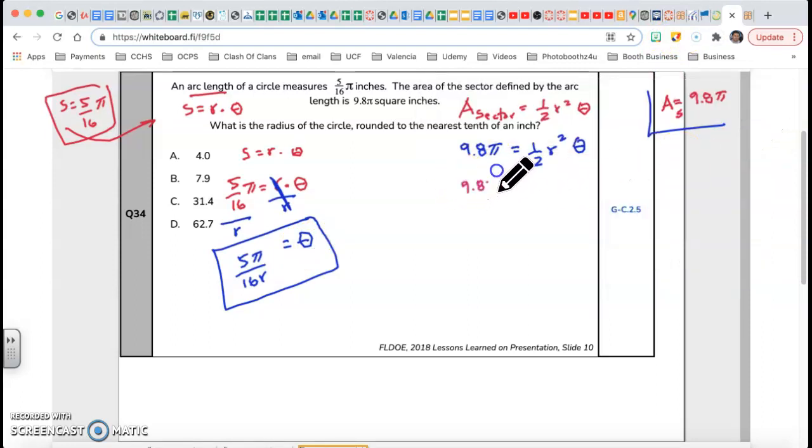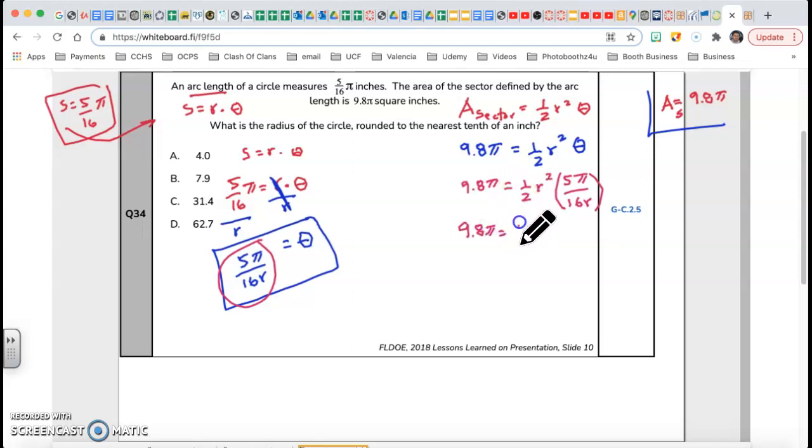9.8 pi is equal to 1/2 of radius to the second power times theta. But theta is this, so let's plug it in here. 5 pi over 16 times radius. Got it. Now, the only variable that I have here is the radius. I have radius to the second power and I have radius on the bottom. So let's start simplifying.